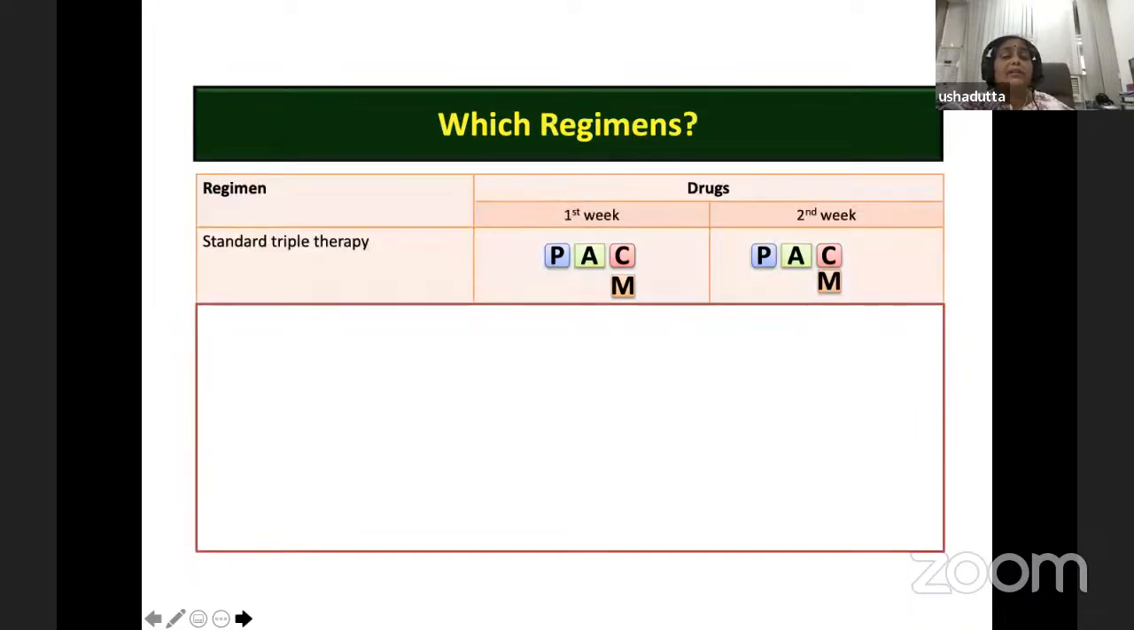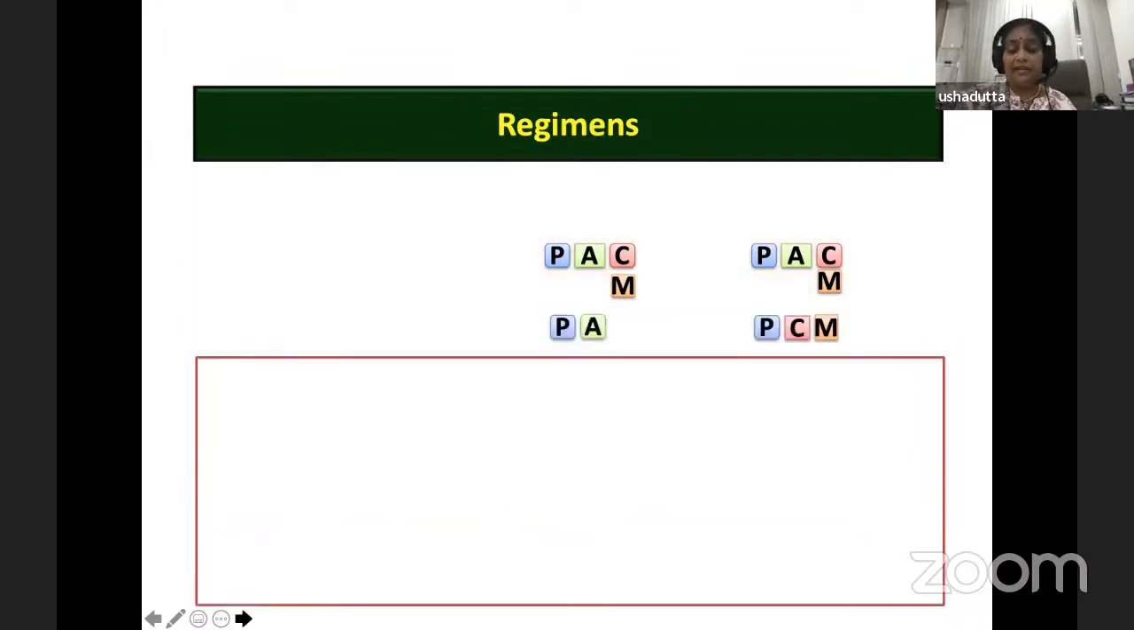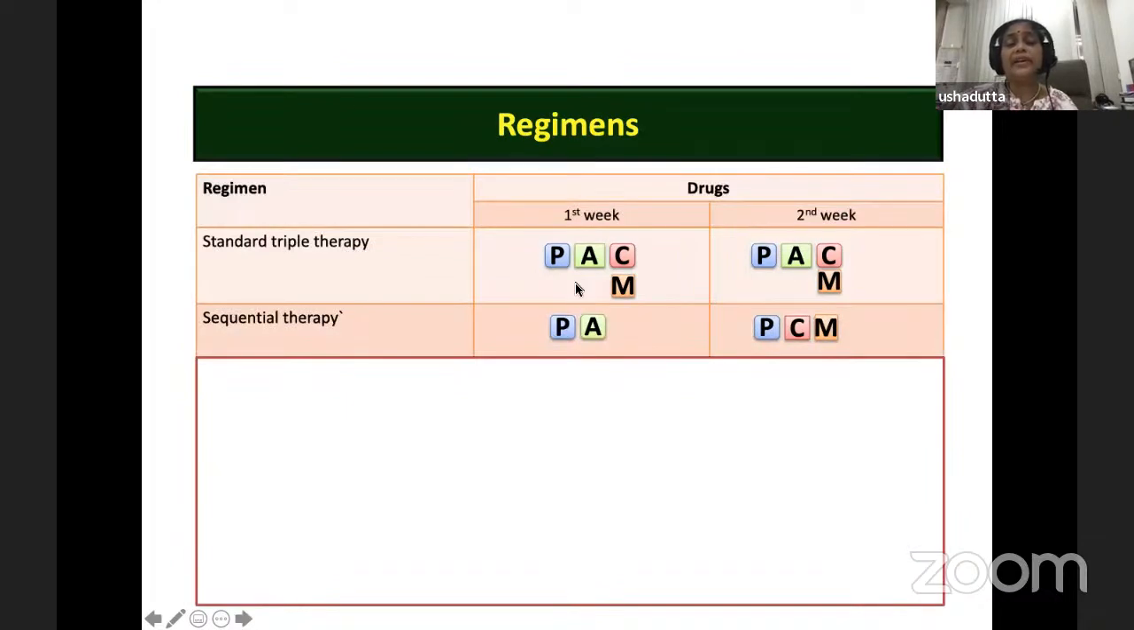So which regime? Let us see all these regimes. One is standard triple therapy. Here we have a proton pump inhibitor, amoxicillin, clarithromycin, or you can have metronidazole instead of clarithromycin. As I said, in India metronidazole has very high resistance, 60 to 70%, so we don't use it. In the first week, you give these 3 drugs. In the second week, you also give the same 3 drugs. So this is called the standard triple therapy.